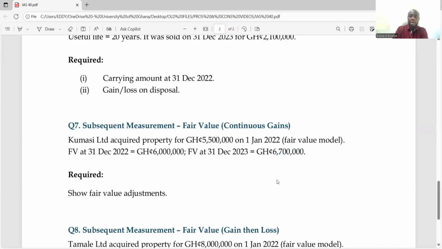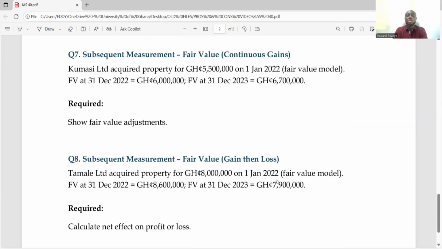So our P&L as at December 2022 will have the 500,000, whilst the asset will be at 6 million, right? This 6 million will go to 2023 January, and then we'll compare with the end 6.7. So it means that the 2023 P&L will also have 700,000 gain on fair value. But the asset will be valued at 6.7. That brings the gain of 700,000. So basically, all this will go to your P&L.